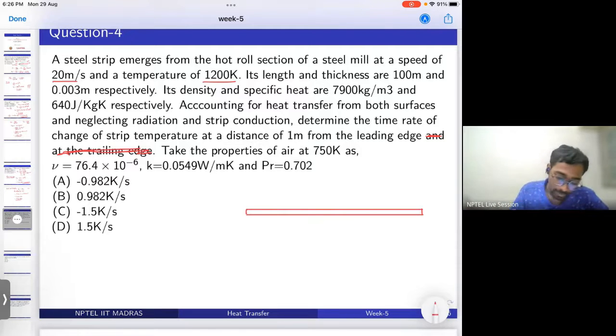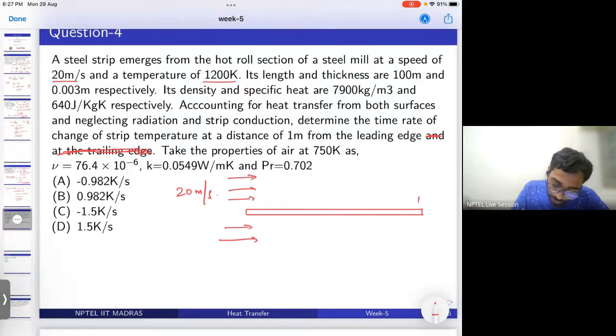So usually we will consider the strip as moving, right? In this case, the strip is moving and the air is constant. But we can recreate the same situation when the strip is stationary and the air over it is flowing at the same speed, right? So both are equivalent. So we can consider that the air over this is moving at a speed of 20 meter per second.